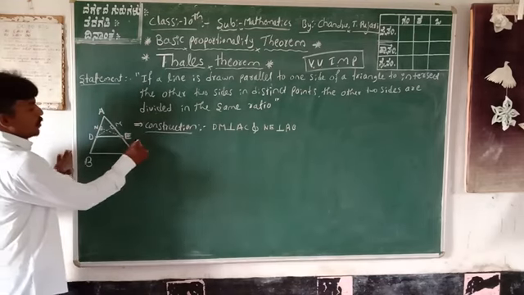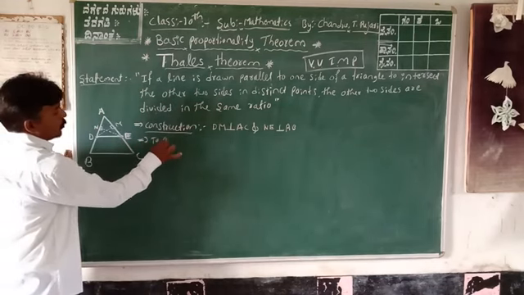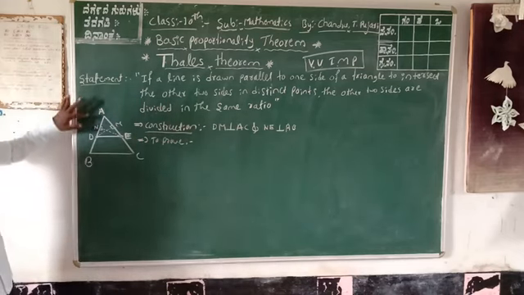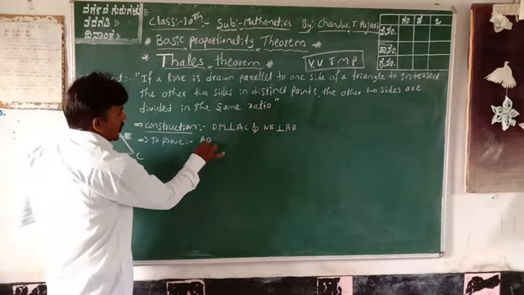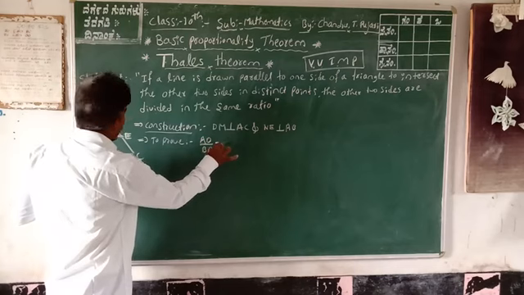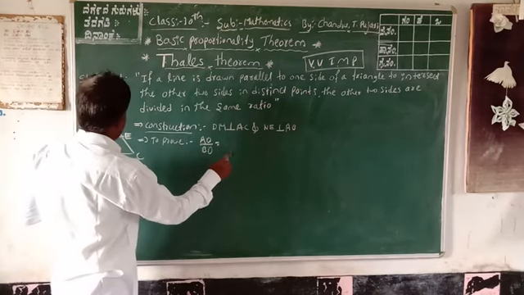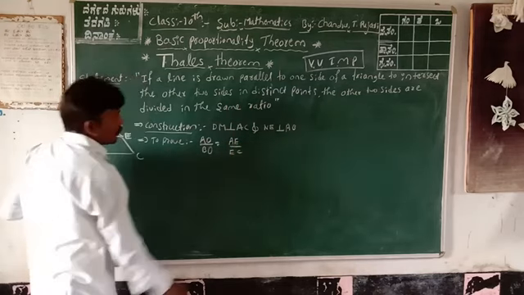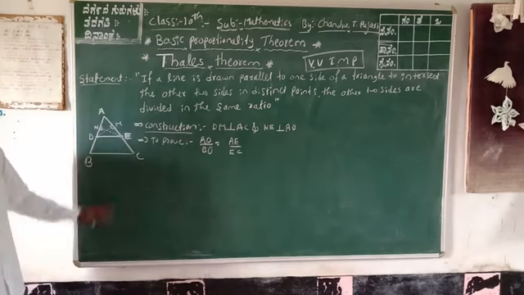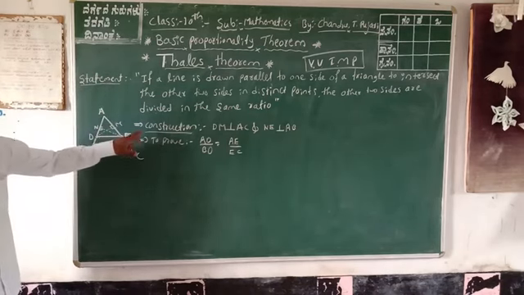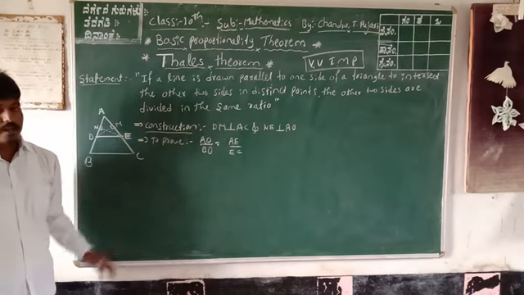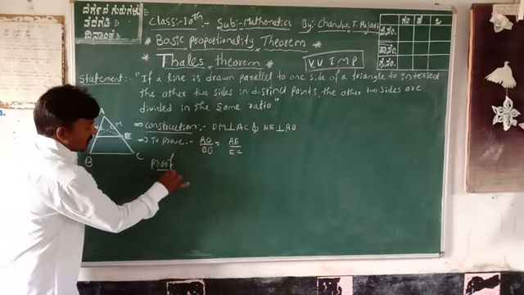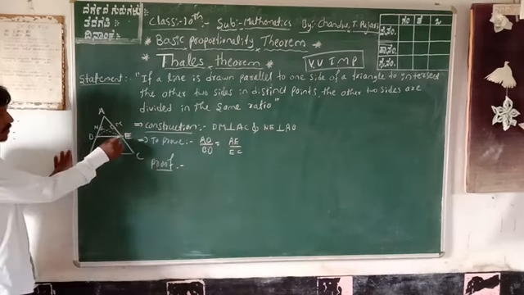To prove, what do you have to prove? To prove: AD by DB is equal to AE by EC. Show that. The first step, the statement, is over. The diagram is over. The construction is over. Next, to prove, we know that, and then next is the proof. You can prove this one. The construction also has no problem, you can take this one also.